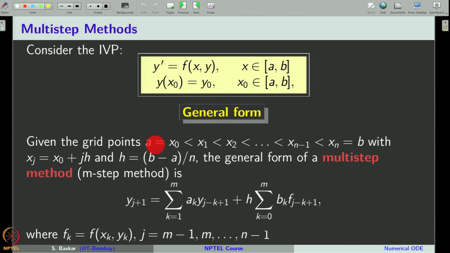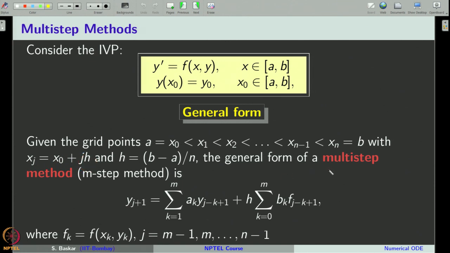The first step towards developing a numerical method is to generate a partition for the interval [a, b]. Let us take an equally spaced partition with the step size h given by (b - a)/n. Thereby, we have n + 1 node points, which are also called grid points, and they are given by xj = x0 + j h.